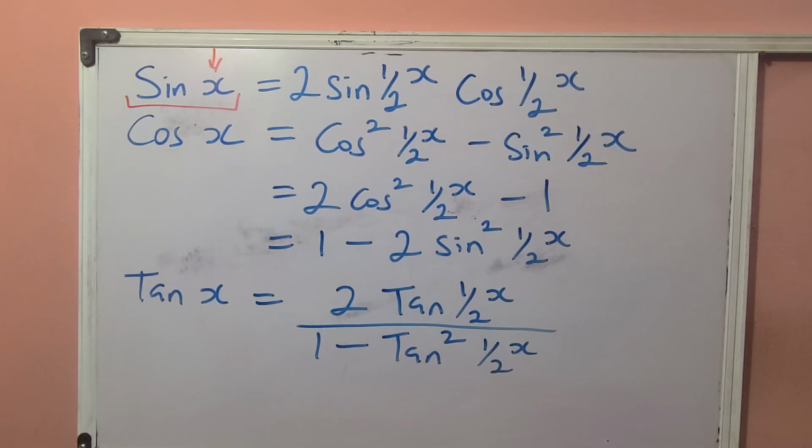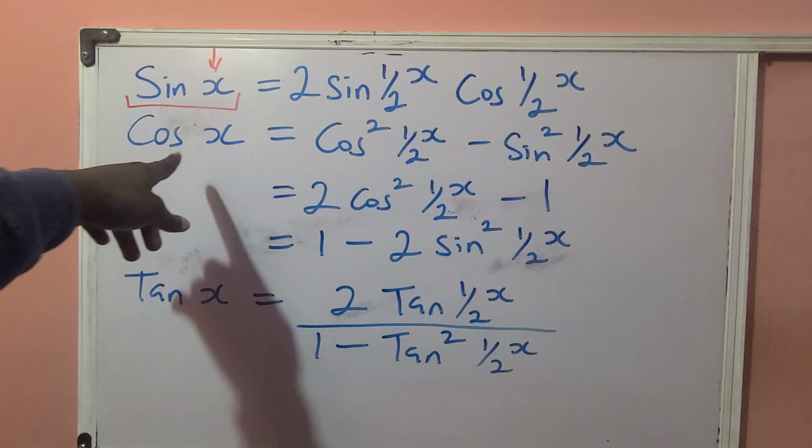If you are moving towards a particular answer, probably you're told to prove something is something, then you may decide to use sine x as this. So you need to be very versatile with every one of these identities so that you will know exactly when and how to use them. So this is for cos x now.